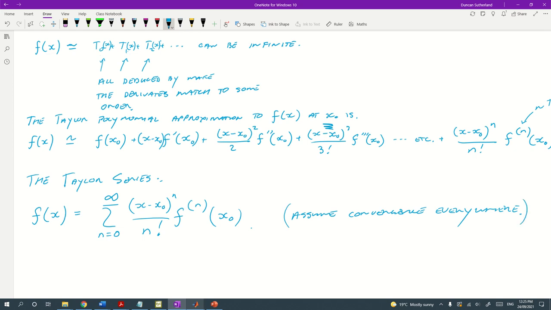We're restricting our attention to what are called analytic functions, things like sine, cosine, exponential. Convergence means that this sum tends to some finite limit. Even though you keep adding an infinite number of terms, this summation has some finite limit. Not every summation has to converge.